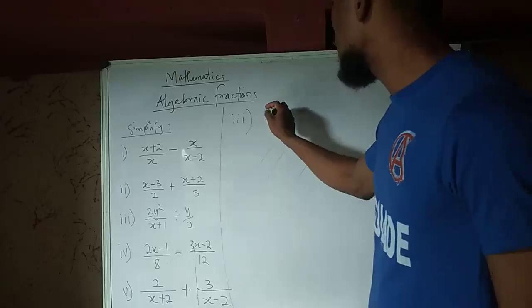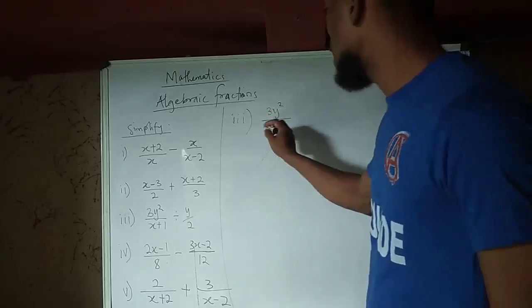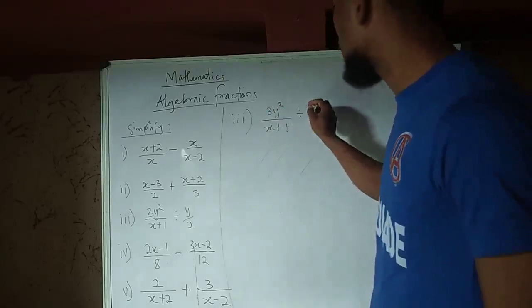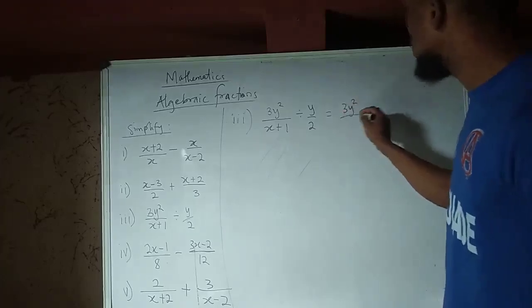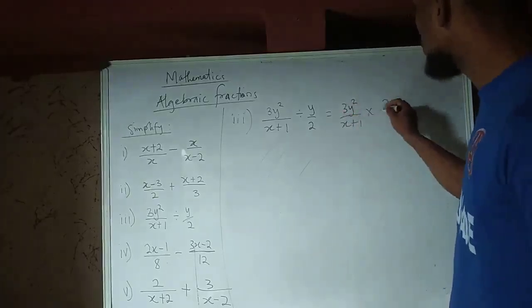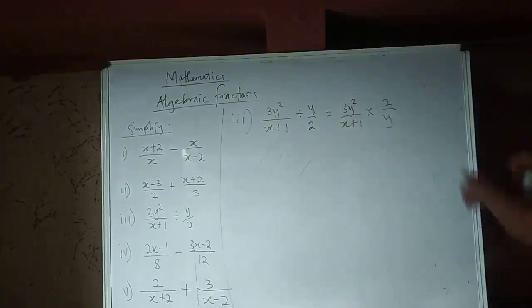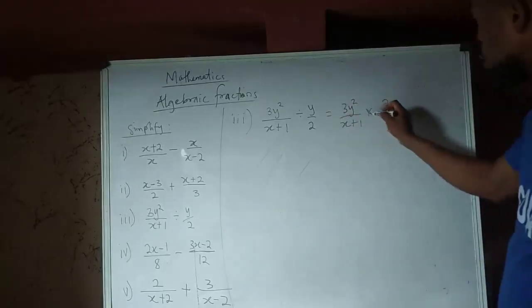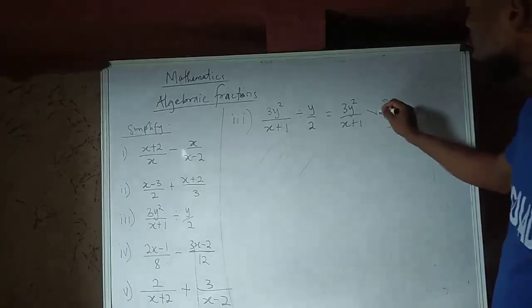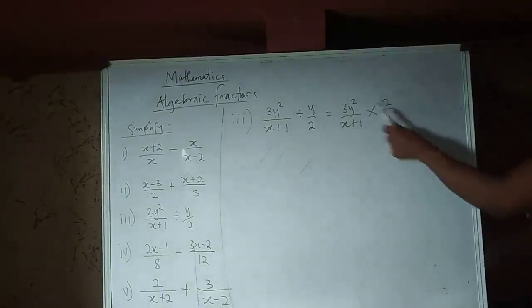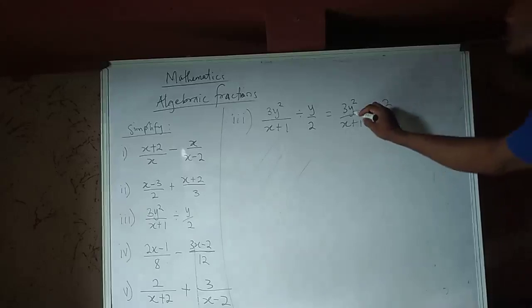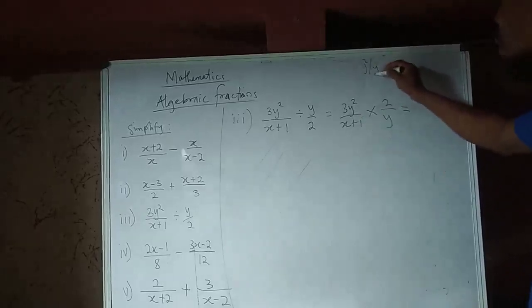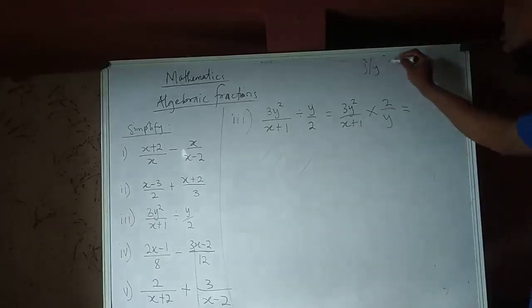Okay, look at what we have here. We have 3y squared all over x plus 1 divided by y over 2. So this is going to be equal to 3y squared all over x plus 1 times 2 over y. This is simple because I have a multiplication sign, and right here I can spot two factors that can be divided by each other. Y squared can be divided by y. Y squared divided by y is going to give me y. So I'll have y left.